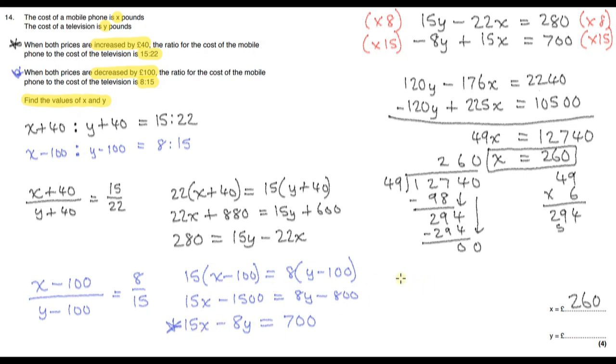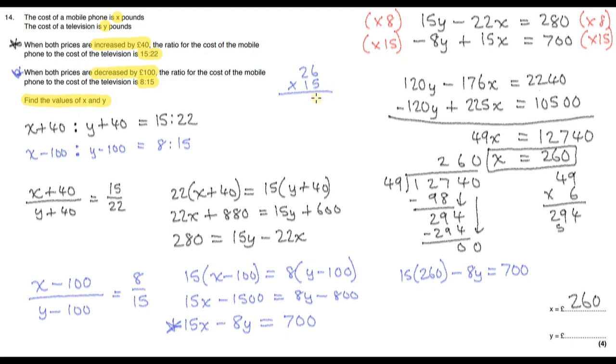So it's going to be 15 times x, which is 260, minus 8y is equal to 700. So now what is 15 times 26? Let's just do it up here. 26 times 15. Right, lots of long multiplication and division practice going on here.